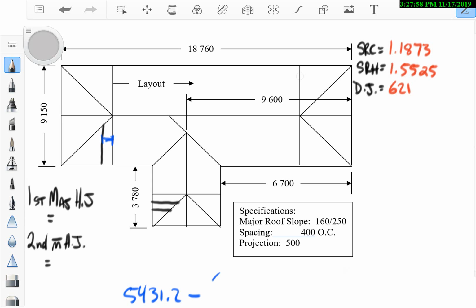5431.9 minus, because sometimes, like for our second minor hip jack, we'll subtract more than one difference in jacks if we want our first, second, or third hip jack. In this case, the major, it's only one jack, so we'll minus, and in brackets put 1 times difference in jacks, which is 621. So we'll simply go, I'll do it on my calculator, we'll subtract from that in brackets.